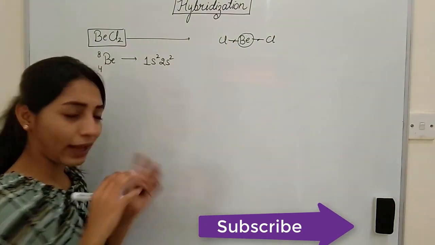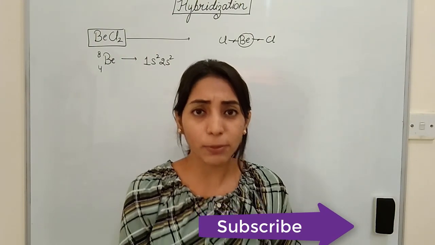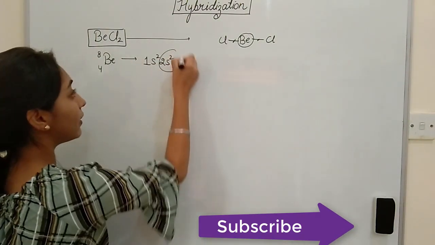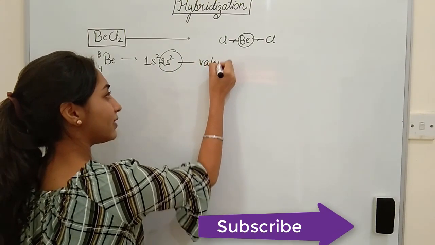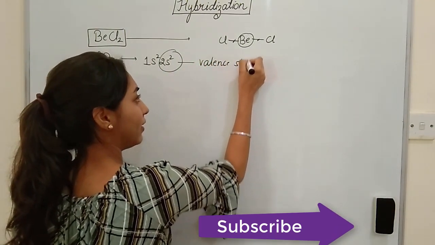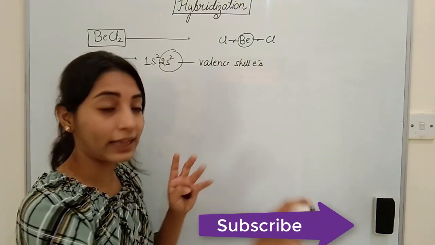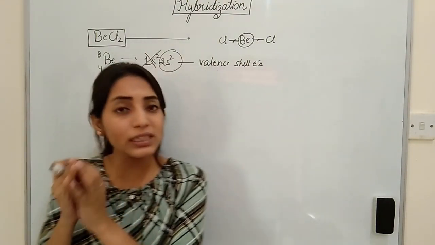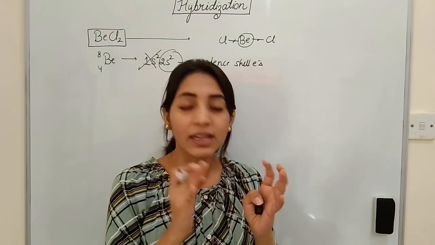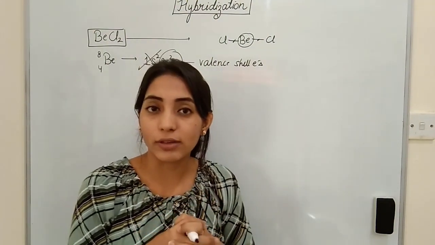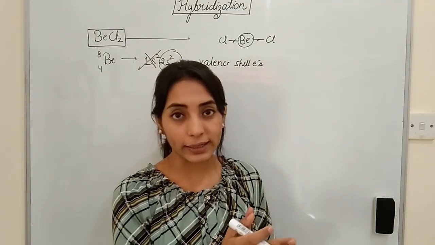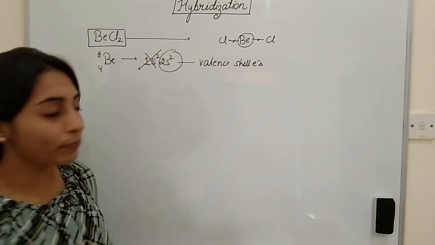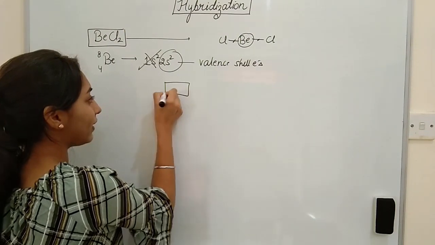And I told you, in valence bond theory we will only be using the valence shell electrons, nothing else. We will not use the inner electrons because they are too deeply seated towards the nucleus and are strongly attracted to it, so they won't be available for bonding. The only thing we will use is valence shell electrons. So now let me represent it like this.